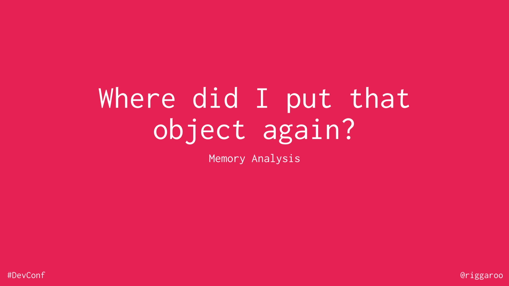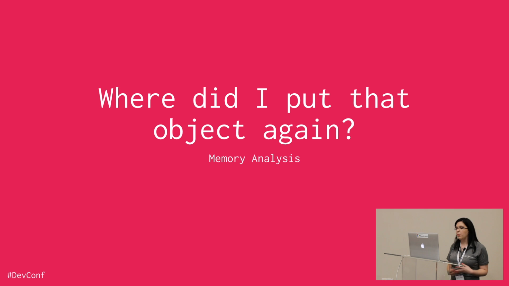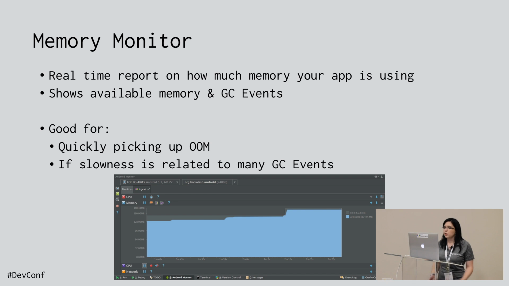Cool. So the next set of tools that we're going to have a look at is memory analysis tools. These will help you find out where you put that object and what you did with it. The first tool that we're going to look at is a real-time memory monitor of how much memory your app is actually using. When you plug your device into Android Studio, you'll see the graph starting to form. This is particularly useful for quickly seeing if your app might have a memory leak. It can also pick up things like if your app is slow because of too many garbage collection events. So how do we actually use it?